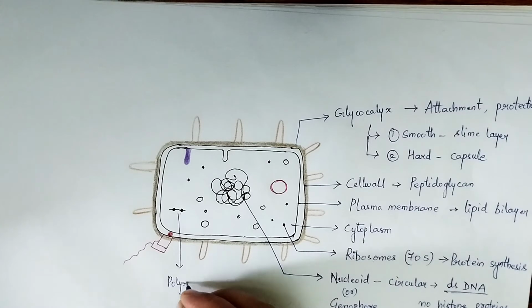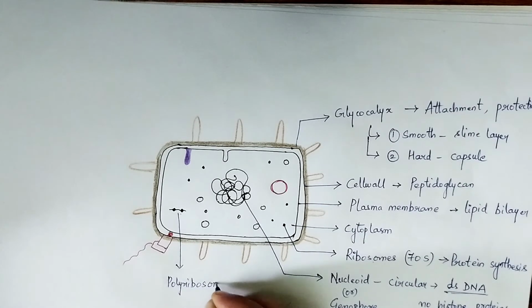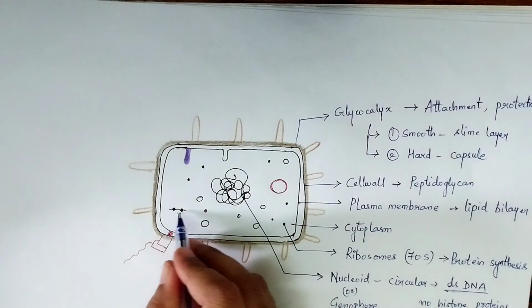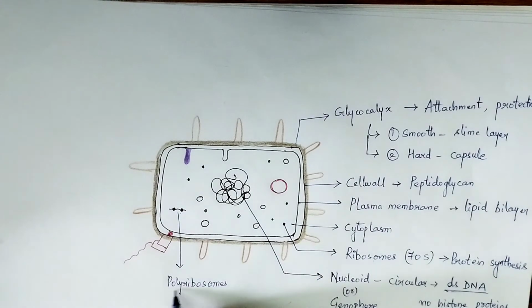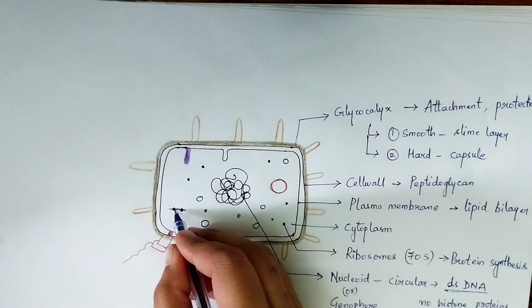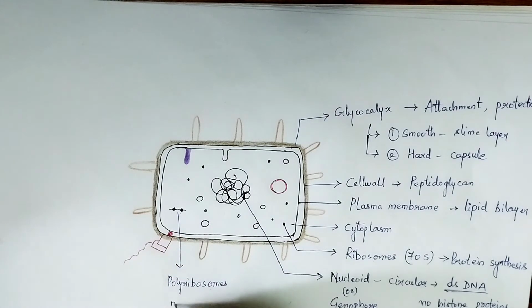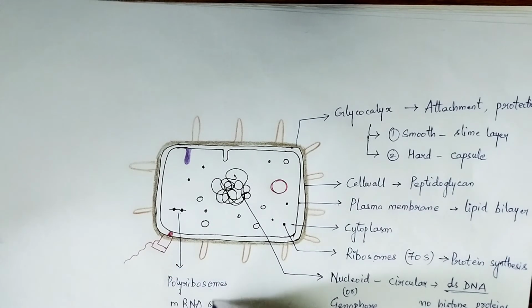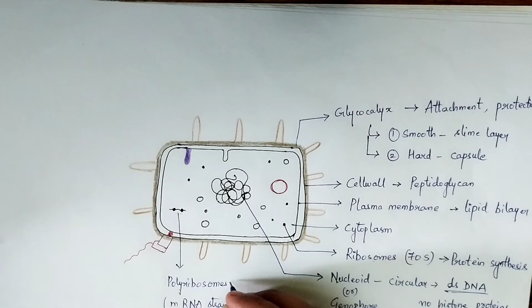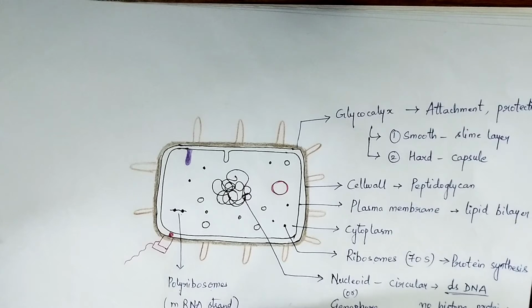Why are we calling it polyribosomes? Poly means many. I have mentioned only two here, but it can be more than two also. Poly means many, and ribosomes. Polyribosomes: ribosomes which are attached on a single mRNA strand. This is the single mRNA strand. We are calling this polyribosomes, or we can give the other name polysomes. Simply we can call them polysomes.